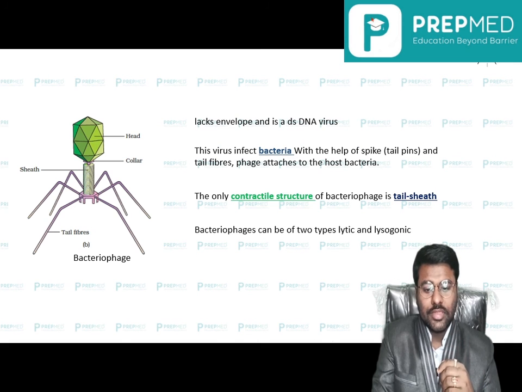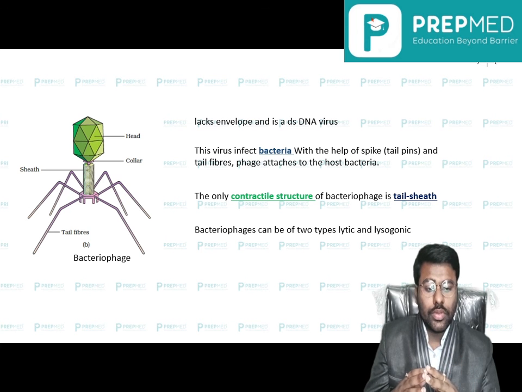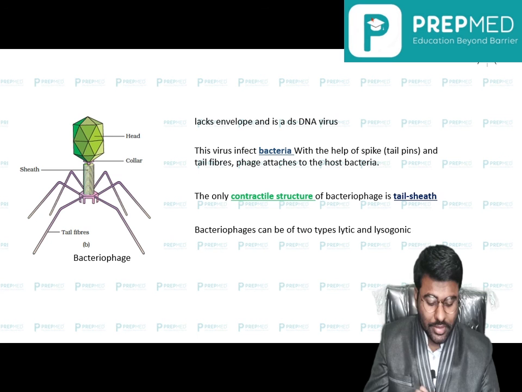Coming to the last image, the bacteriophage, where the envelope is lacking but the DNA is present, the tail sheath and the parts of the bacteriophage are very important, and there are two types of phases, lytic and lysogenic phase, which are most important.